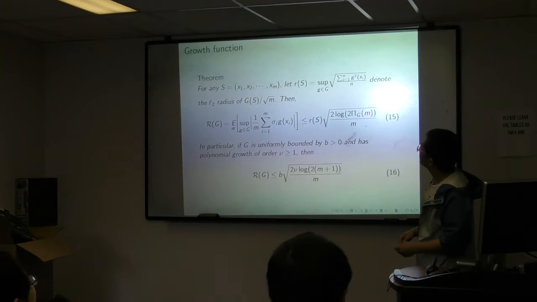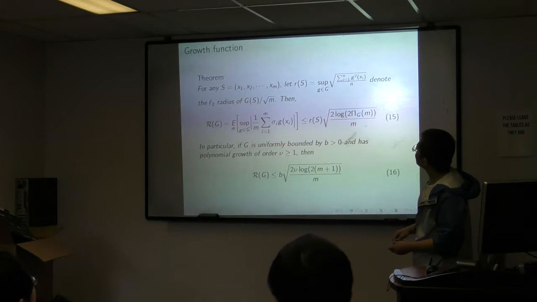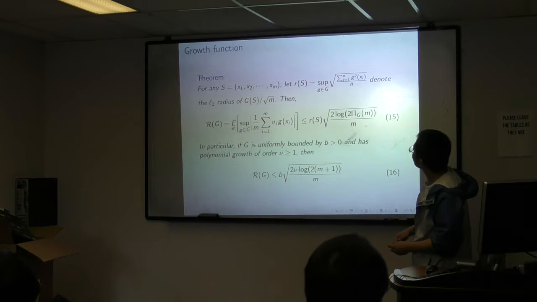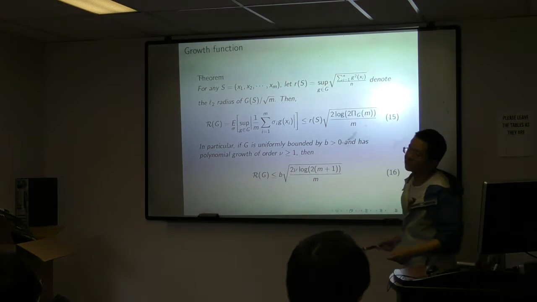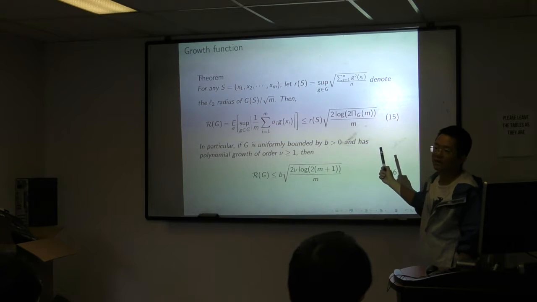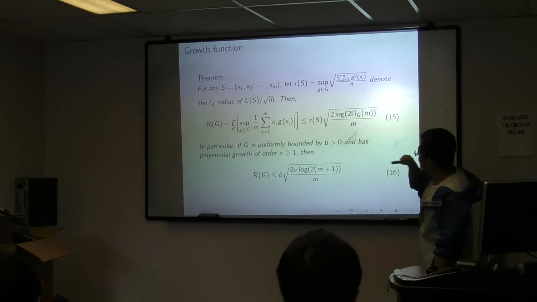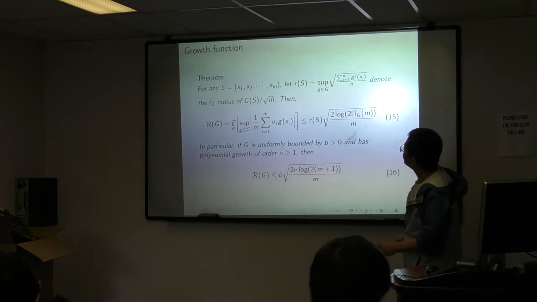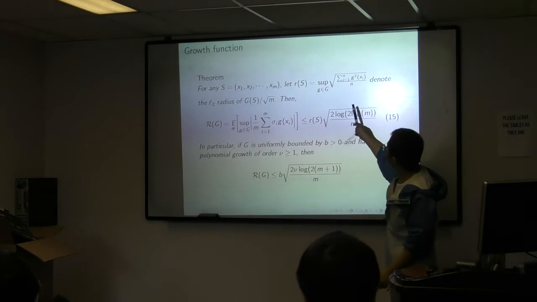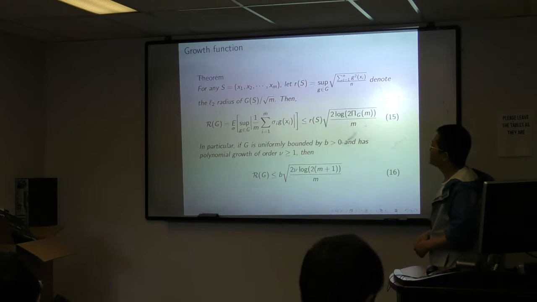What is n and m? Start from the beginning. I think this should not be n, it should be m. It's a typo. Okay, this is simple. This should be m. And what does this mean? This means the radius of this.